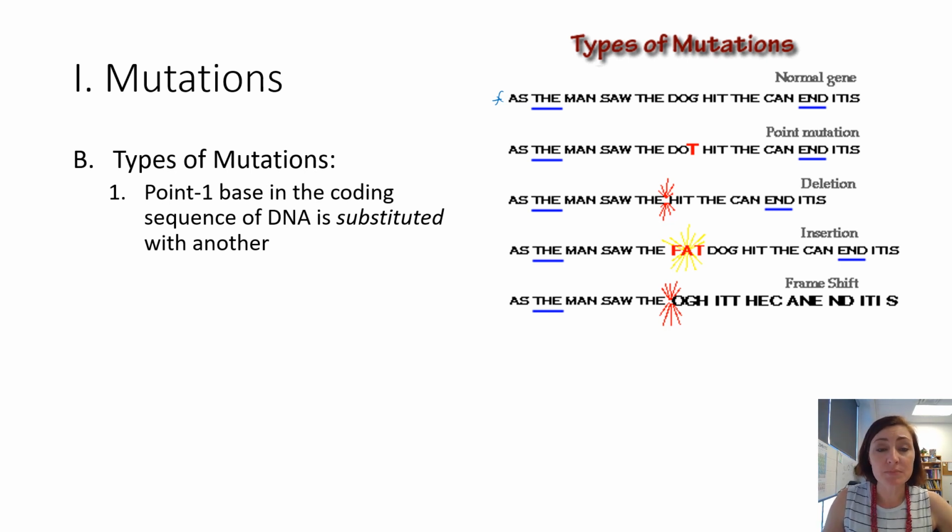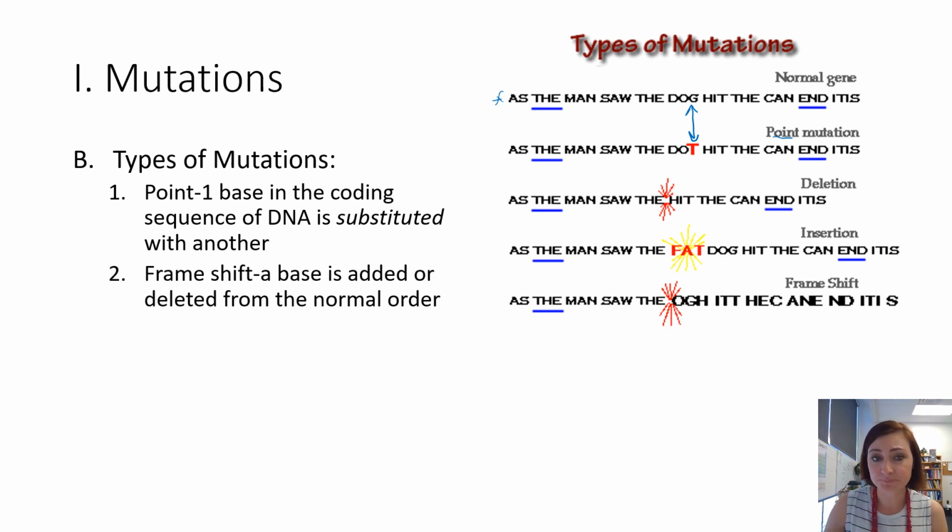In a point mutation, we are going to substitute one of those nucleotide bases with another. So here in our point mutation example, we swapped out the letter G with the letter T. So in this case, it says, as the man saw the dot hit the can end. Okay, so we're substituting one for the other. In this sentence, you can see that it changes the meaning of the sentence. And a point mutation can change what protein product is made from that as well.